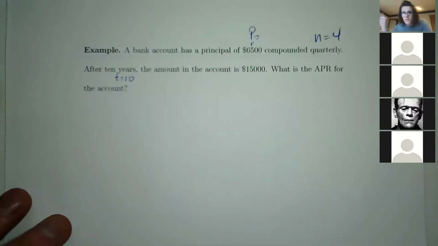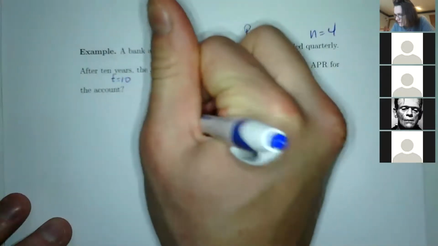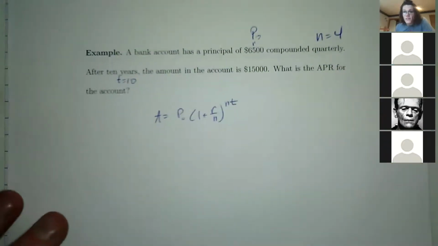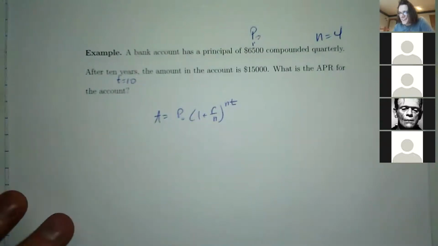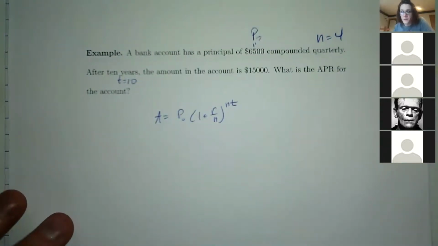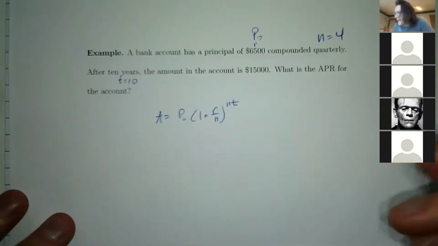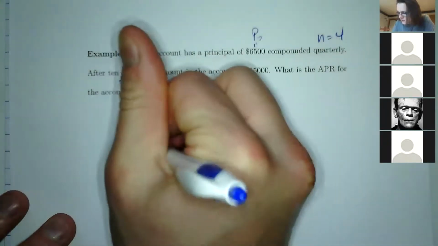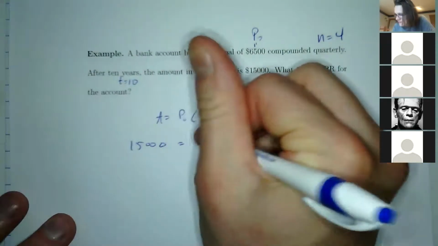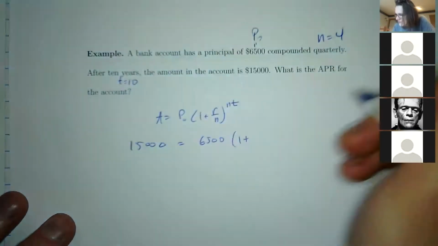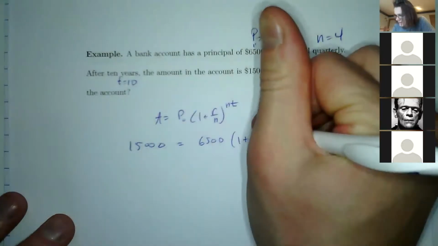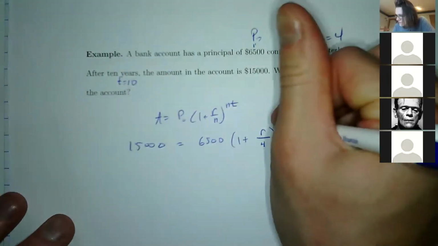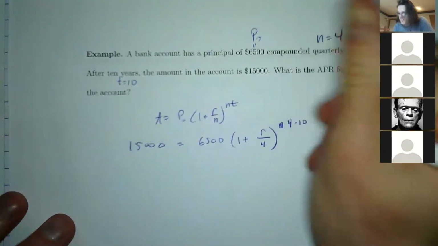So here, I'll just plug everything in. Again, I'll rewrite the formula, A equals P times 1 plus R over N to the NT. I plug in everything I know, right? That's just a generally good strategy. If you're given a bunch of variables and it asks you to find another variable, plug in what you know and see if you can solve for what you can't. So A is the amount in the account at the end, so 15,000. P naught we're given is 6,500. 1 plus R, I don't know what R is. That's my APR. But N is 4. And T is 10. There we go.